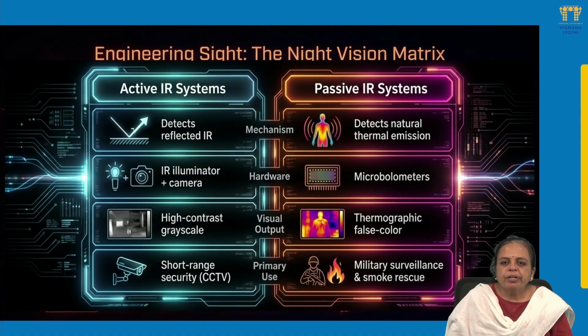Generally we use the active IR system in short-range security like CCTV. But the passive IR system we generally use in military surveillance and smoke rescue. It means that when a disaster or accident happens, mostly we use the passive IR. When in our home or anywhere the CCTV cameras are there, they use the active IR system.